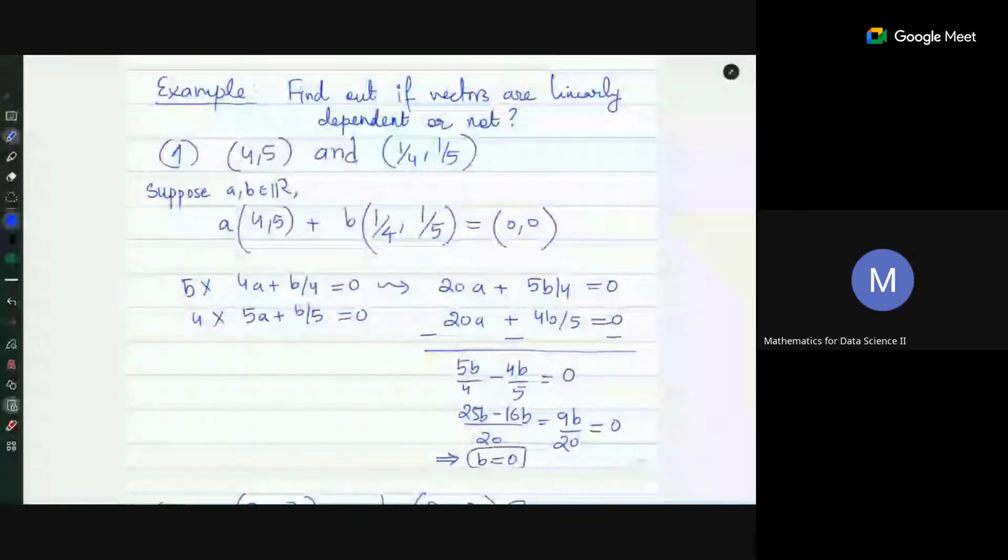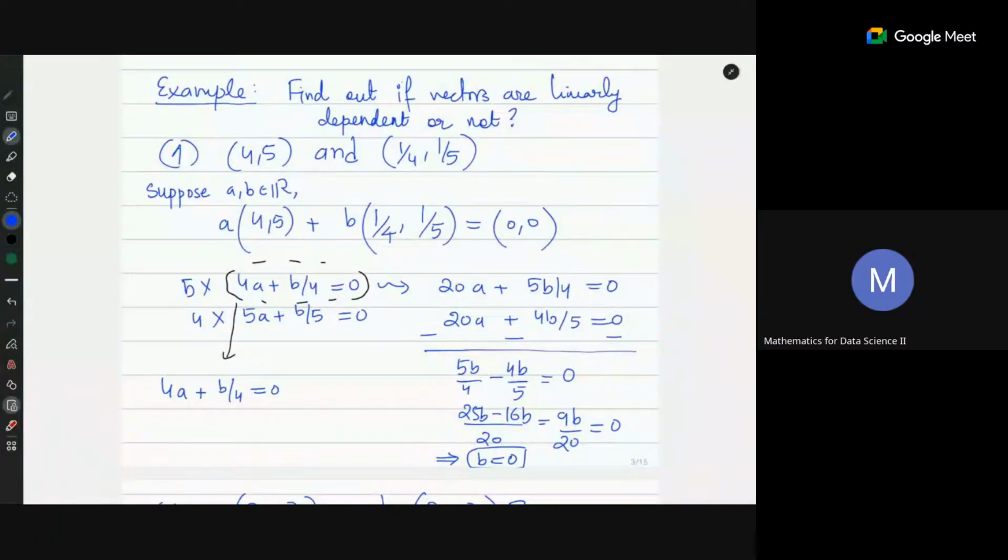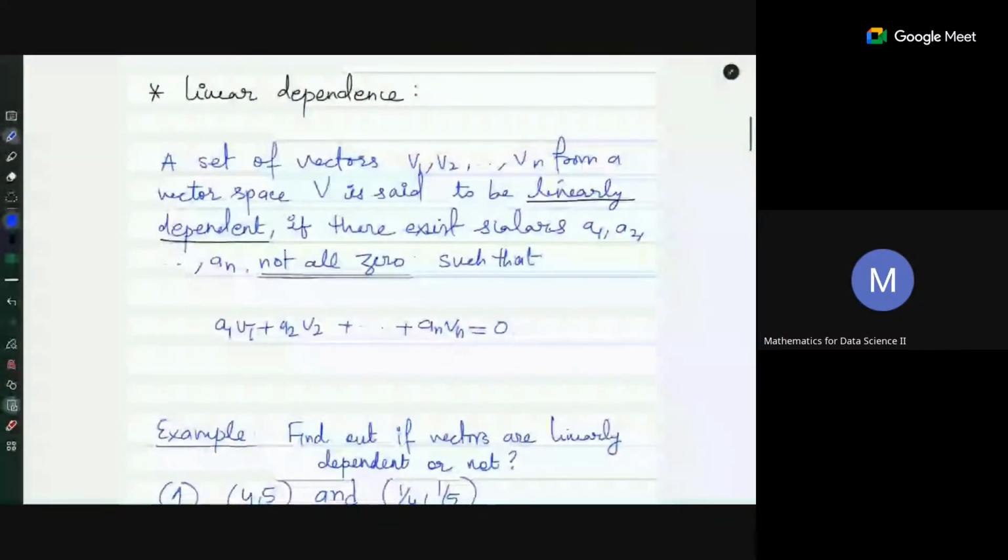All right. Now, if B is 0, then what is A? Is A also 0? So now let's take this equation over here. We have 4A plus B by 4 equal to 0. Now you have found out that B is 0, so 4A is equal to 0, implying A is also 0. So A and B both turn out to be 0. And what was the condition over here? Not all of them are 0.